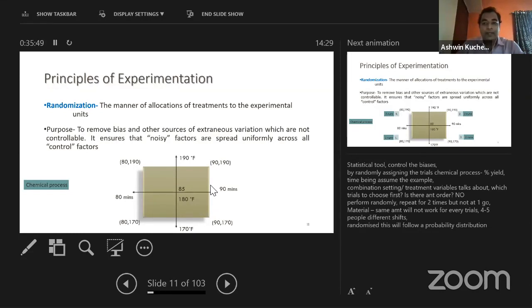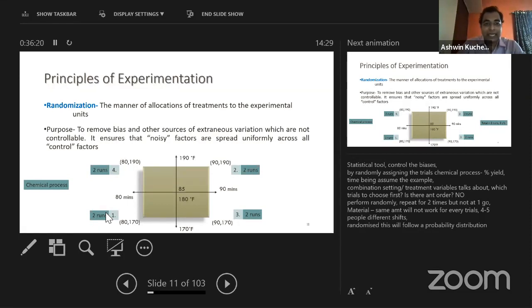But do we have to run these 4 factorial points as such? Do we need this combination setting to be followed as such, or which trial should be conducted first? Is there any order? No. In randomization, there should not be any order. Perform them randomly. If I want to perform them randomly, what will I select? I will not select sequentially from this trial to this trial to this trial. I will select the 1 number trial, then the 2 number trial, 3 number trial, and the 4 number trial.